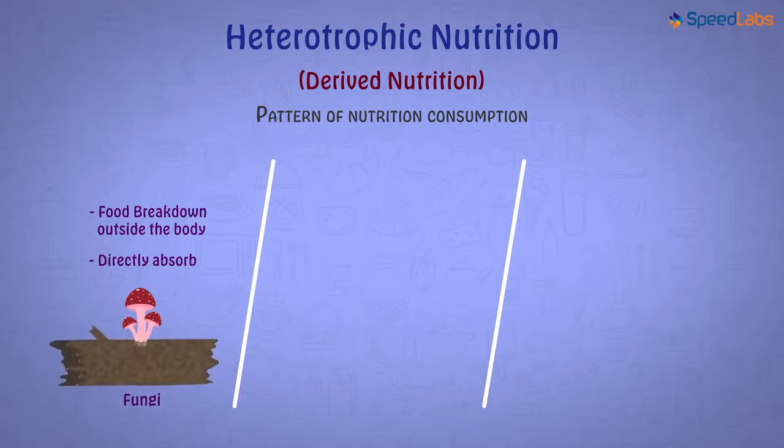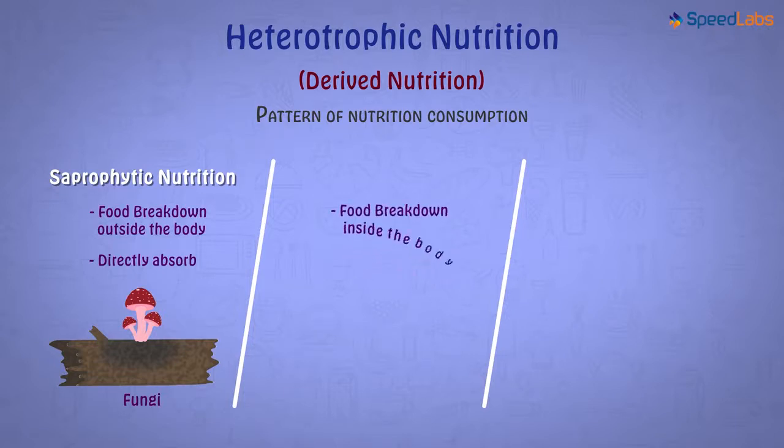They break down the organic matter from dead and decaying bodies of plants or animals. This organic matter is then absorbed by them. Such a type is also referred to as saprophytic nutrition. Now, if this was one type where the food breakdown occurred outside the body, can you guess the next type? Yes, the one in which the digestion occurs inside the body.